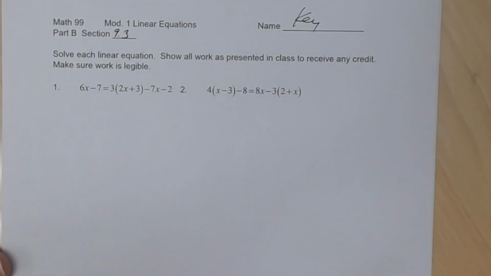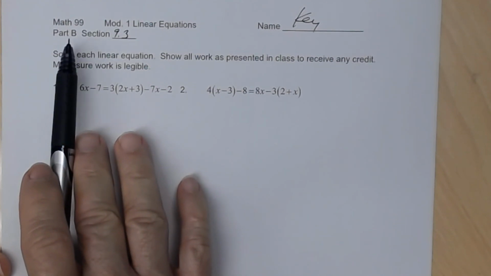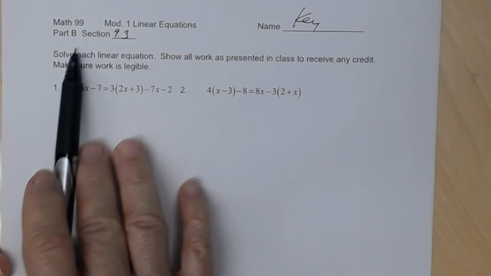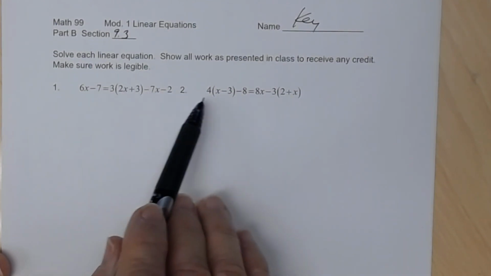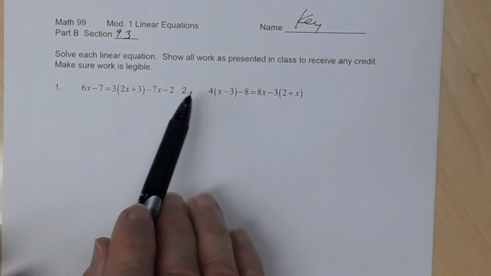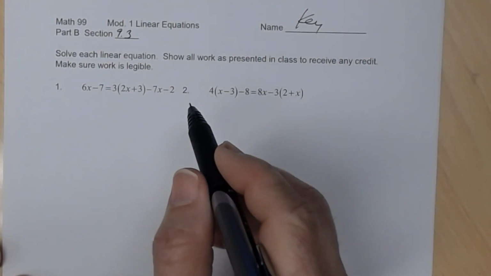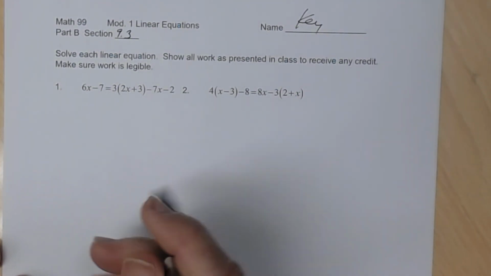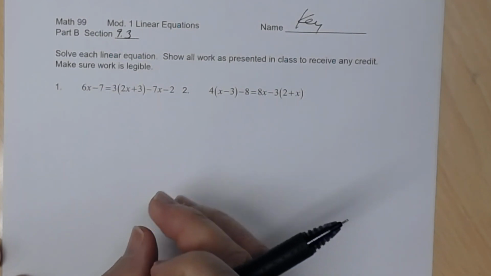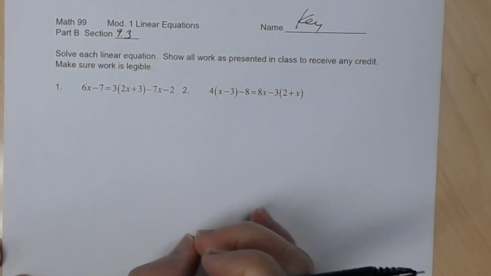Okay, so this is the key to worksheet section 9.3 part B. All right, so these are linear equations, and remember, you have to make sure that as you go through the process, every statement you make is mathematically correct. You can't have any errors, otherwise you will not get full credit.